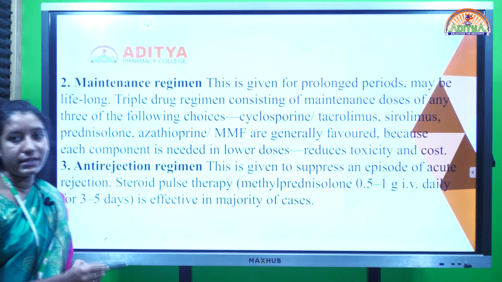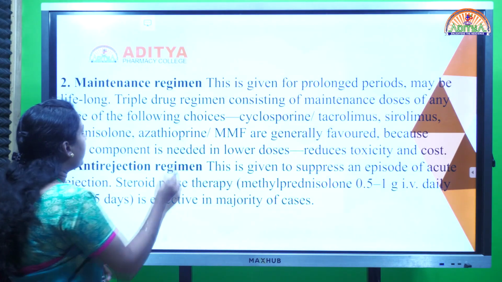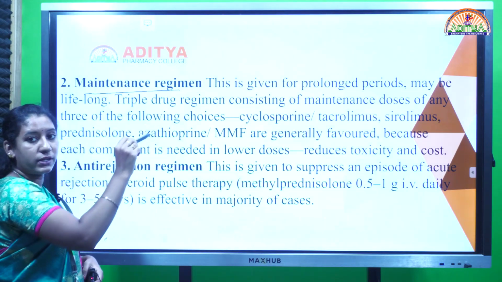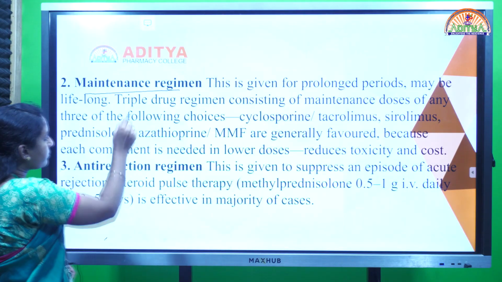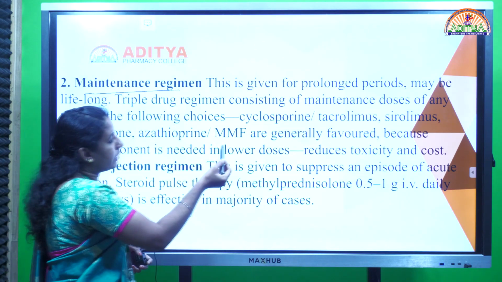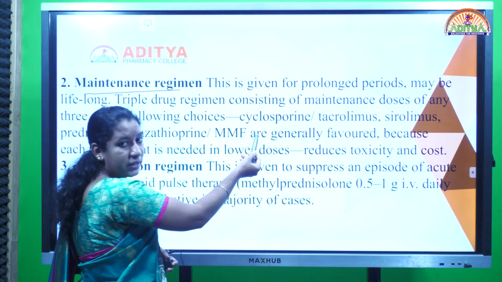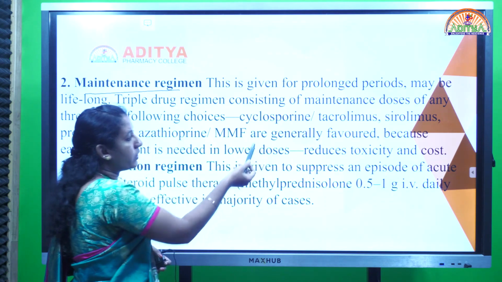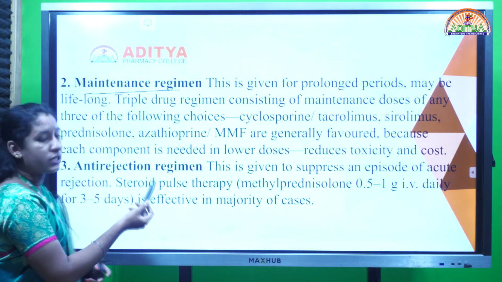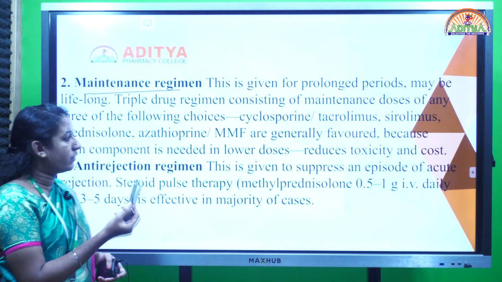Next one is the maintenance regimen. Maintenance means we can take this regimen or dosage for prolonged periods. The drugs involved in this regimen are the same as before, a combination of triple regimen like cyclosporin or tacrolimus, sirolimus along with prednisolone and azathioprine or mycophenolate mofetil.